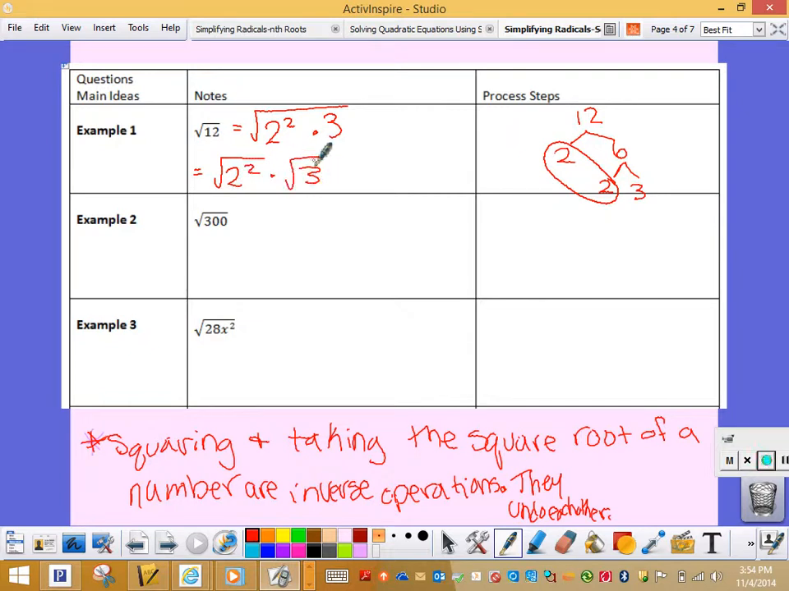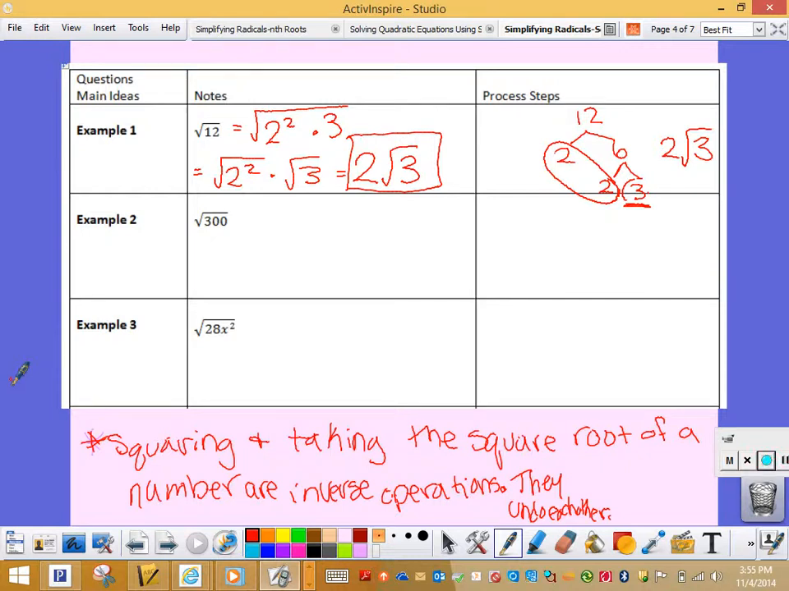Now we know 3 is broken up all the way, that's a prime factor of 12. But we know that the square root and the square undo each other. And the square root of 4 is 2. And we can't do anything else with the square root of 3, so we leave it alone. 2 root 3. The other way you could think about it is you have a pair of 2s here, so a 2 comes out. You're left with one 3, so it's stuck under the radical. So you get your answer either way.